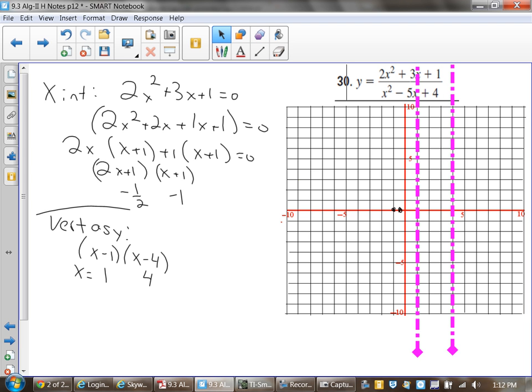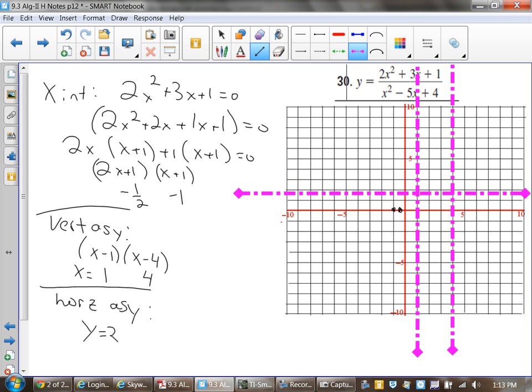And now we look at our horizontal asymptote. Our horizontal asymptotes can be located where? Very good. It's going to be located at y equals 2. Again, the reason is because our degrees are identical, so then we worry about our coefficients. So it's going to be at y equals 2. So we throw that one in.